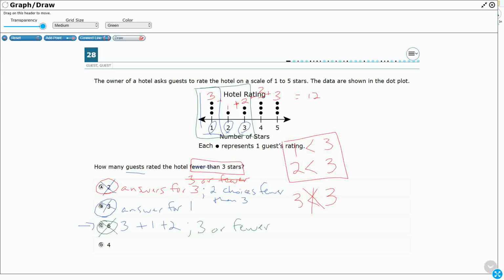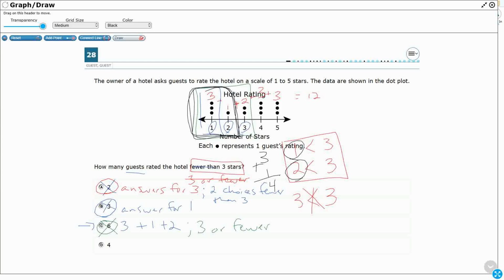Because when I'm looking at how many guests rated the hotel fewer than 3, all it is, and I'll put it in black right here, is this right here. What's fewer than 3? 2 and 1. How many chose 2? It's 1. How many chose 1? That's 3. Add those 2 up, and you get your answer of 4.